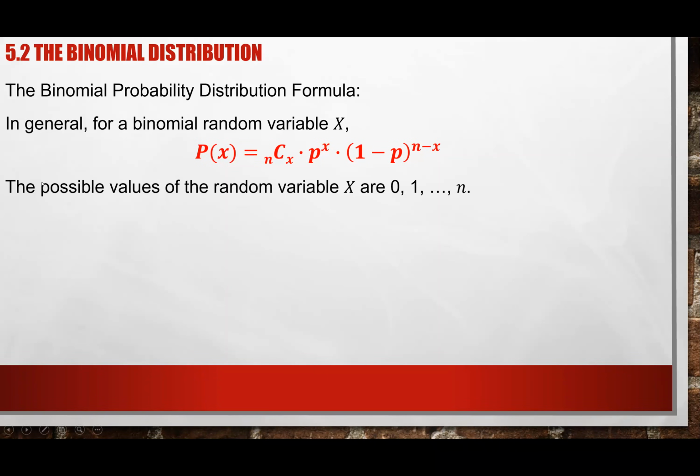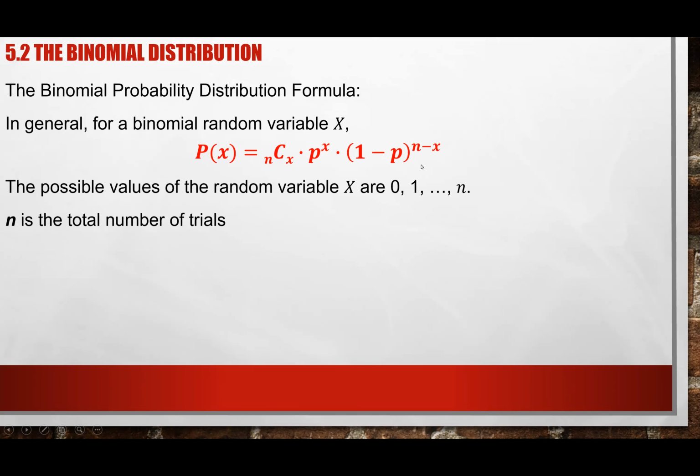Remember, X is the number of success items that we want, right? So the probability of X is equal to NCX, which is a combination of the total N and the X items we want, multiplied by P to the X, multiplied by 1 minus P raised to the N minus X.